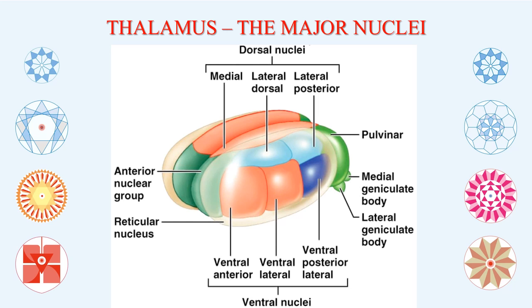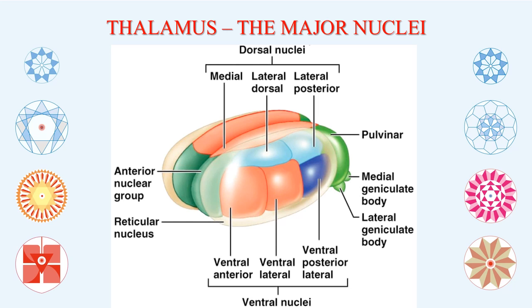As you can see, there is a front part called the anterior nuclear group. And you also see the reticular nucleus right at the bottom. These are anterior parts of the thalamus. Then you have medial, you have two parts, dorsal nuclei as well as ventral nuclei. The dorsal nuclei, you can see, are slightly behind, the ventral means front. Anterior is completely in front, ventral is slightly behind anterior, and dorsal is behind that.